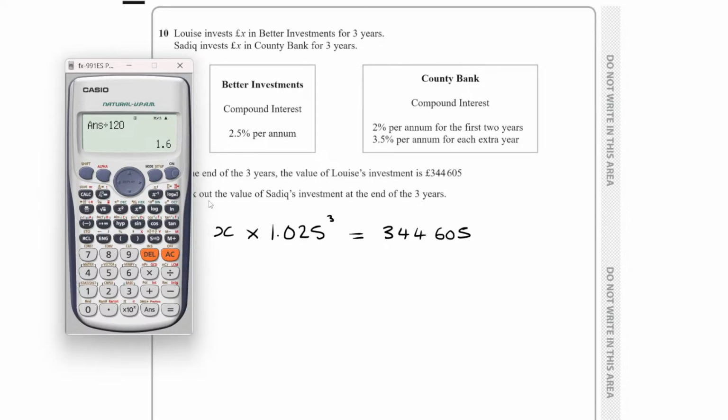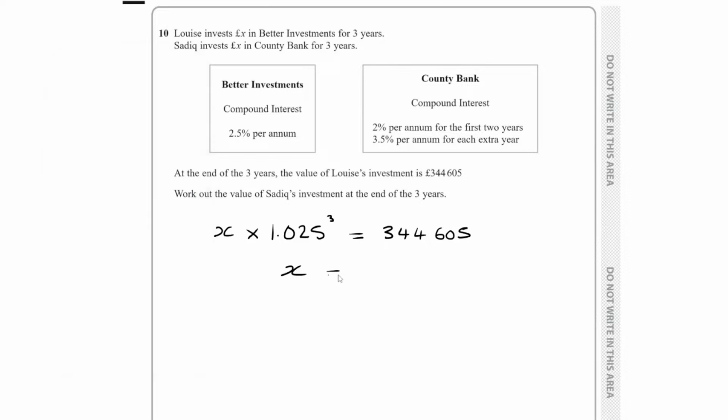Obviously, I'm going to use my calculator. I just need to divide by the 1.025 to the power of 3, don't I? So 344,605 divided by 1.025 cubed, and then that will give me X. Now, because I've got quite a nice number, it's reassuring me that I'm probably on the right lines, aren't I? So X was originally 320,000. So we worked out the initial investment. Now, because they both invested X, they both invested 320,000, didn't they? So Sadiq's initial amount is the same.